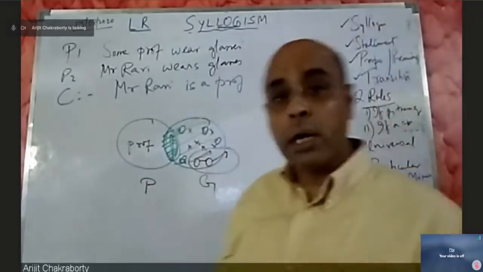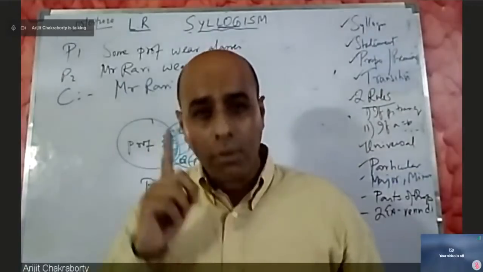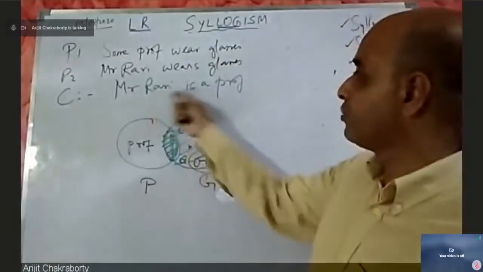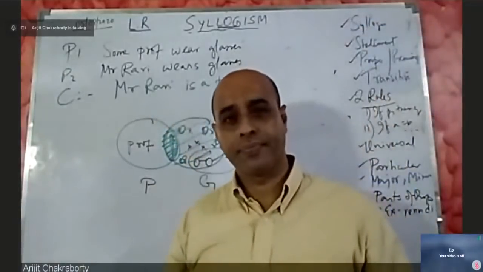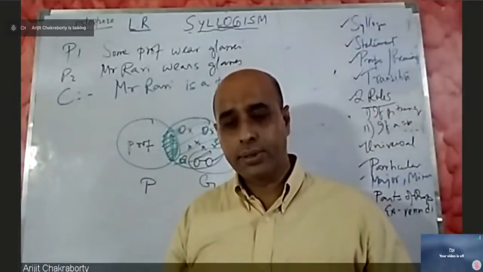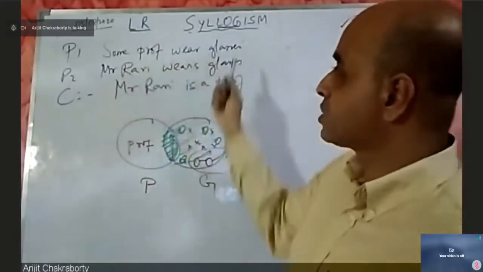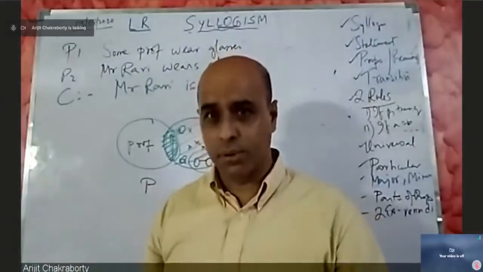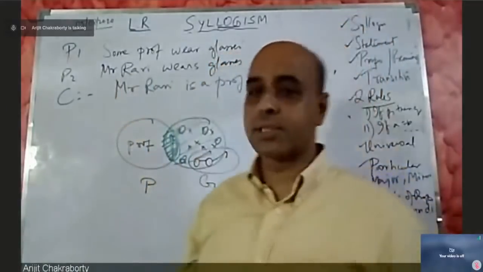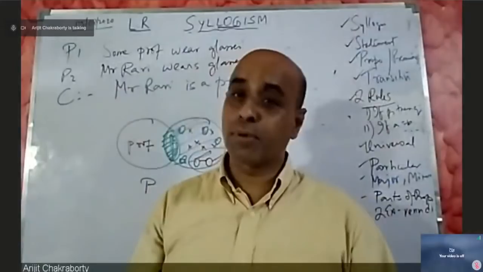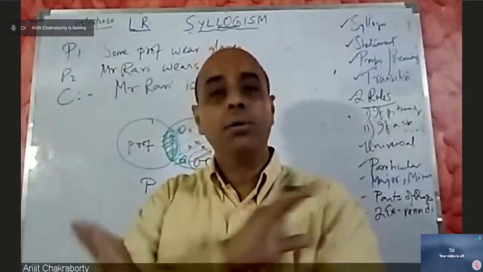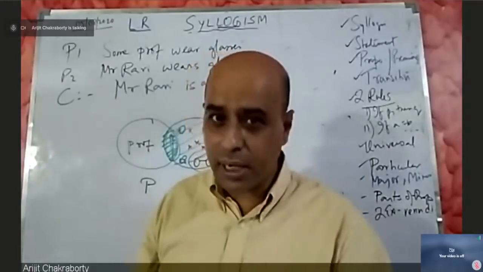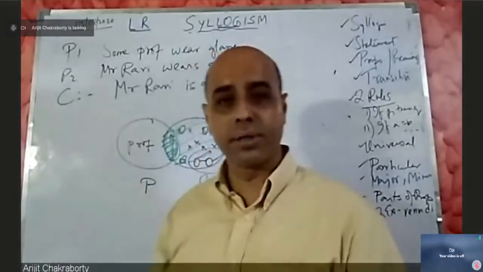So, conclusively, you cannot come to the inference that Mr. Ravi is a professor. You cannot. You can see some professors wear glasses. That means there are some professors who do not wear glasses also. And Mr. Ravi wears glasses. So, it is not necessary that he is a professor because there are some professors who do not wear glasses. I hope it's clear. And this is the beauty of syllogism.